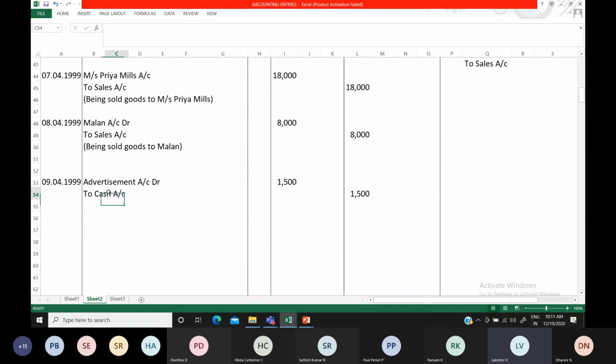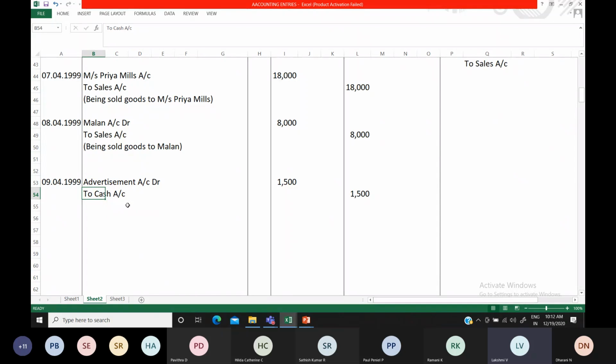Suppose if they are giving by check, then you have to credit the bank account. If it is silent, just paid advertisement, it means they have paid in cash. If they mention by check, through check, then you have to credit the bank account instead of cash, because bank will be the giver.